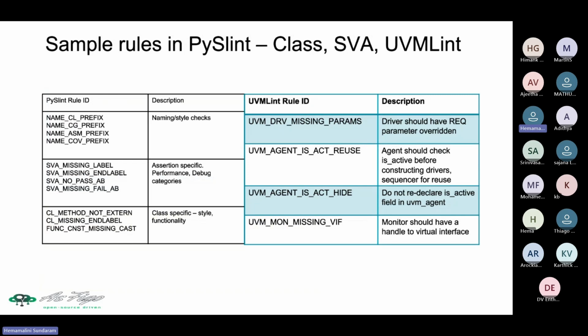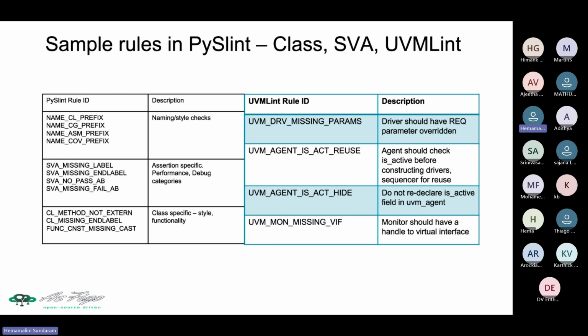Now, going with some sample rules in PySlint, like we mentioned, these rules are also in GitHub. In the class prefix, you have the name class prefix. In the naming style checks, if you go with the description for the naming style checks, you have these: name CL prefix or CG prefix, and then ASM, and then cover prefix. So here the lint rule ID is UVM driver missing params. Driver should have REQ parameter overridden.